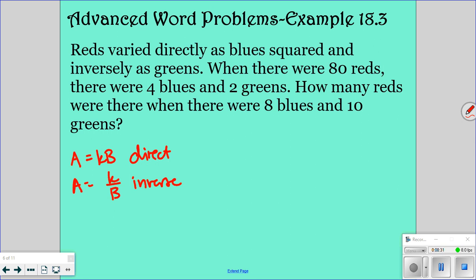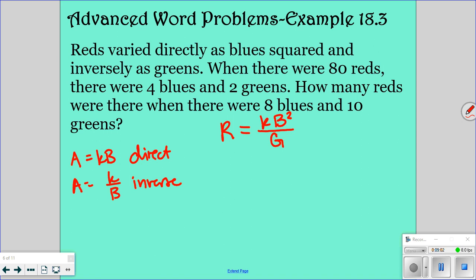So it says reds vary directly. Whenever you see the word vary, that's where you put your equal sign. So reds vary directly as blue. That means that the blues are going to go in the numerator with this k. And your k is your constant. And it says vary directly as blues squared, so you have to make sure you square that. And then inversely as greens. So inversely means it goes in the denominator to divide. So that's your equation that you're going to want to use.